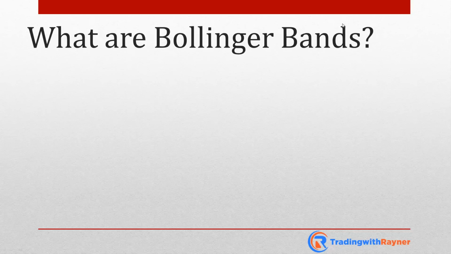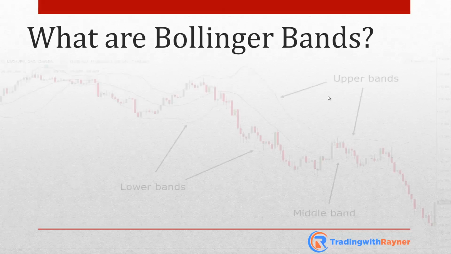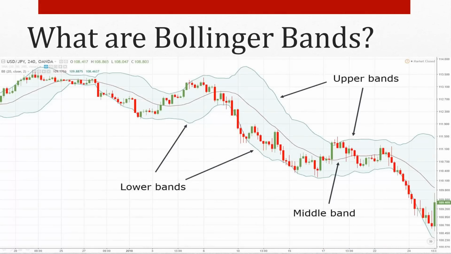To understand this indicator, you must know that it has three components. The first component is the middle band. This is a very simple 20 period moving average, represented by the middle band. And then the lower band and the upper band are simply two standard deviations away from the mean, or rather away from the middle band.